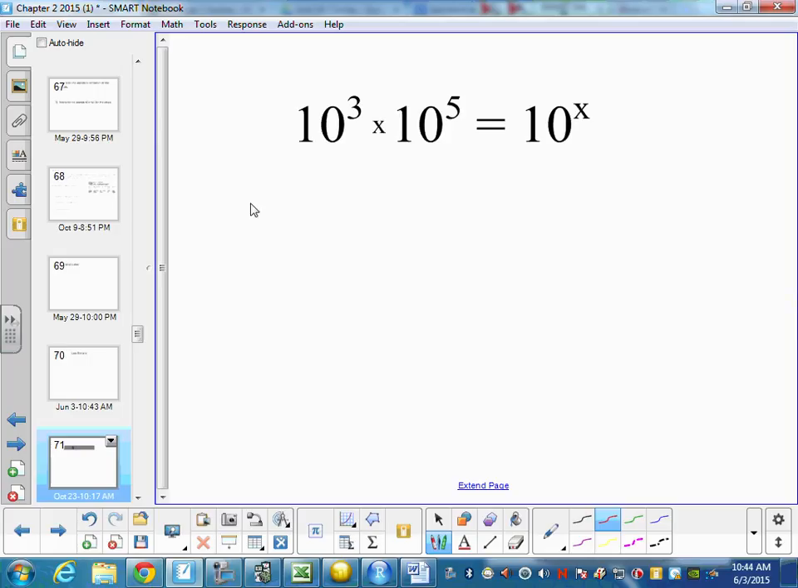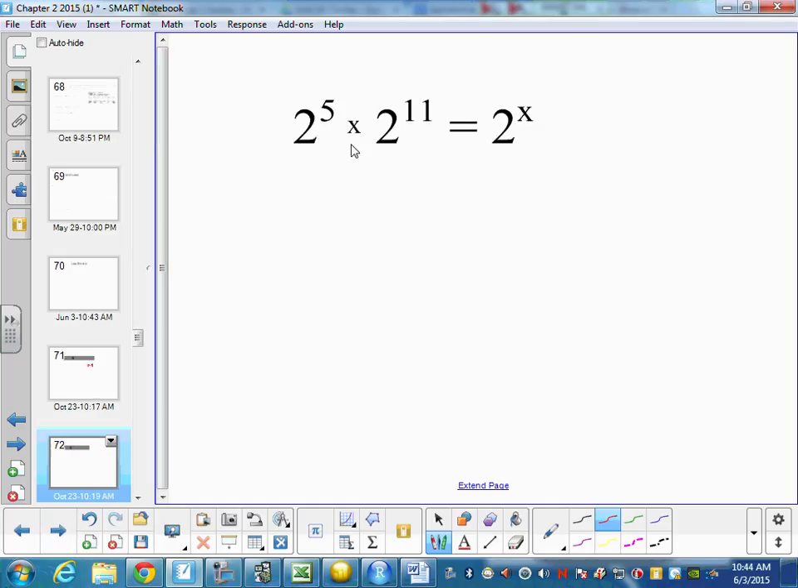And this exponent rule: when I multiply these, we add the exponent. So here x is 8. And here we have the same thing, same base. So our x is 16.